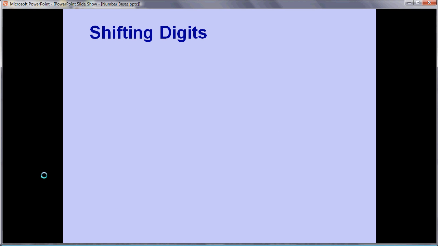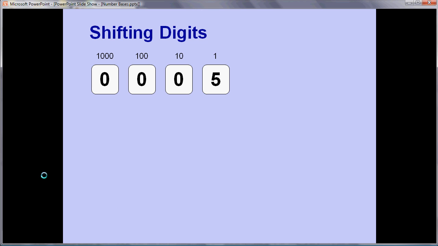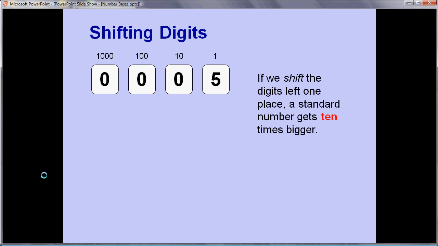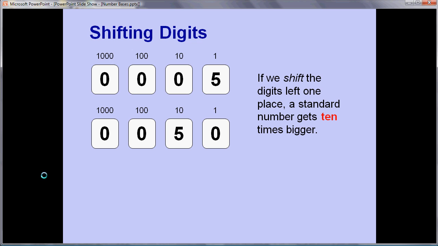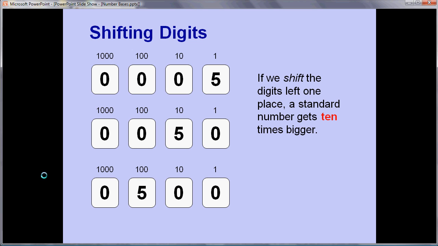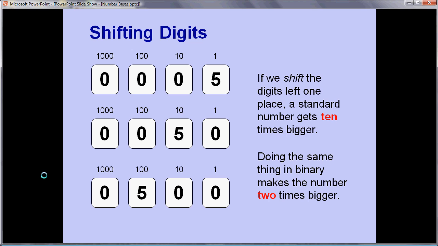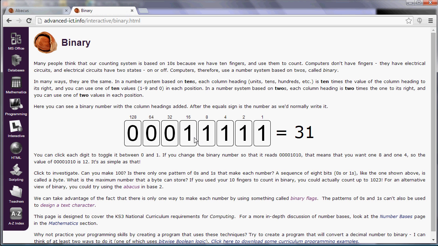And the second additional property that they have in common is what happens when you shift the digits to the left. So with ordinary numbers, here we've got a 5 in the ones column, or the units column, that represents just 5. If we shift the digits leftwards, the number gets 10 times bigger. So if you move it left one place into the tens column, it becomes 50, which is 10 times as big as 5. And if we move it over again, it gets 10 times bigger again. So 500 is 10 times bigger than 50. And binary does a similar thing, but because it's based on twos, what happens is, as we move the number left, it doubles in size rather than multiplying by a factor of 10.